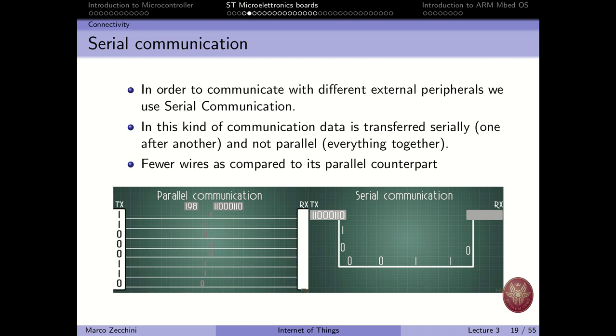This, as you can imagine, sometimes might be a limit, so that's why serial communication is used and not parallel communication, okay? Because most of the time, to communicate from a transmitter to a receiver, we just need to use one single wire, okay?